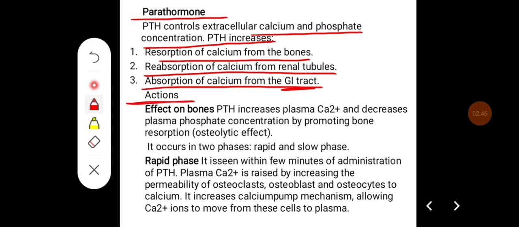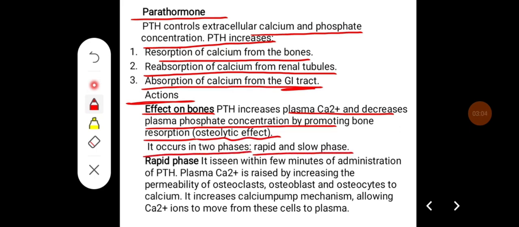If you see the actions of the parathormone, their effect on the bones, the parathormone increases plasma calcium and decreases plasma phosphate concentration by promoting bone resorption. That is, it has an osteolytic effect. And it occurs in two phases, that is rapid phase and slow phase.